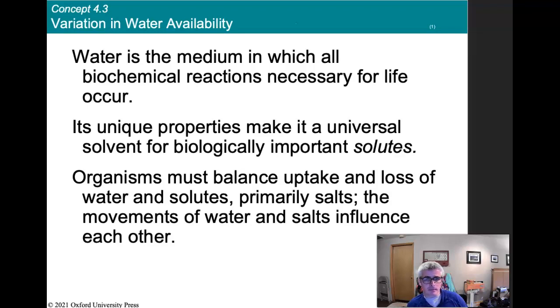and then we'll apply it. So water is the medium in which all biochemical reactions necessary for life occur. Water is life. Its unique properties make it a universal solvent for biologically important solutes, and organisms must balance uptake with loss of water and solutes, primarily salts. The movement of water and salts influence each other.